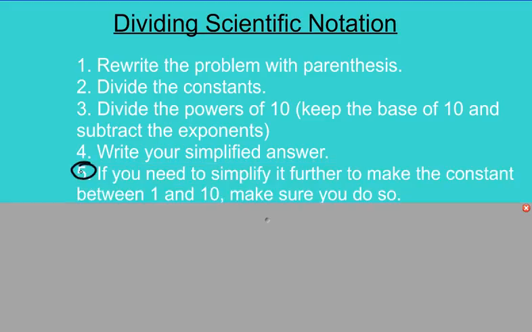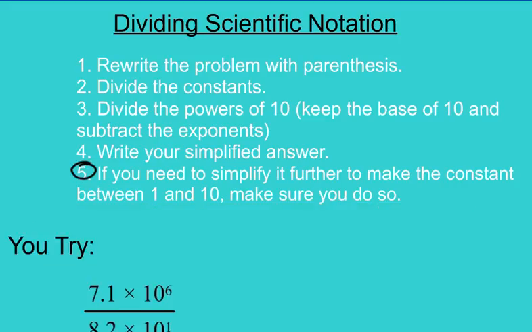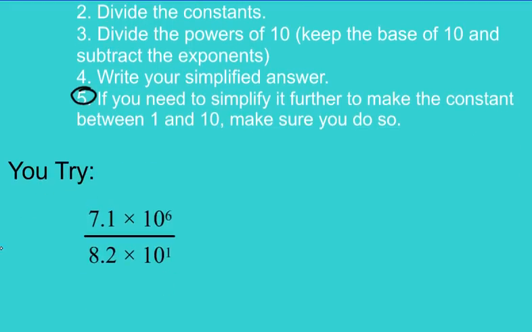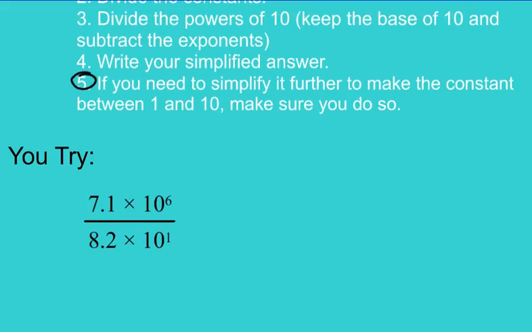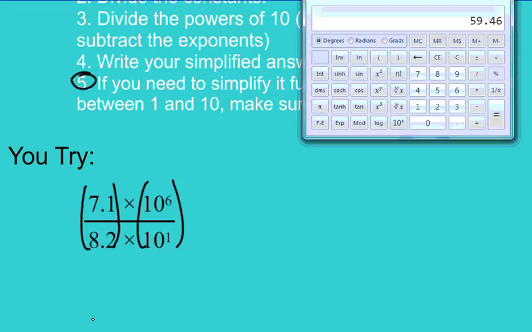And if need be, simplify it so that the constant is a number between 1 and 10. So here's our first example. 7.1 times 10 to the 6th divided by 8.2 times 10 to the first. So let's do this part first, and then we'll do this part. So 7.1 divided by 8.2.